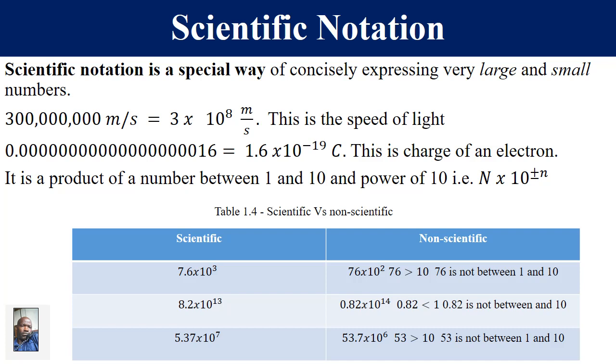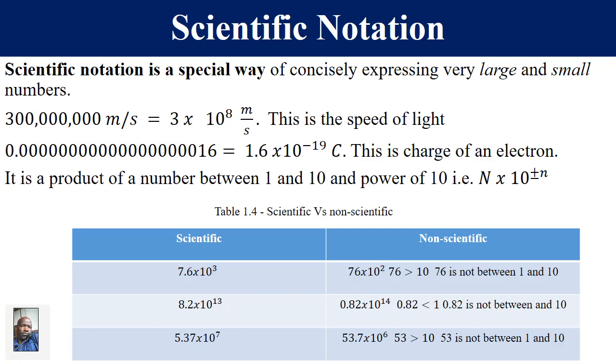So what basically is scientific notation? It is a product of a number between 1 and 10 and a power of 10. This is a number, capital N, between 1 and 10, and we have N times 10 to the power plus or minus n, and that is a power of 10.